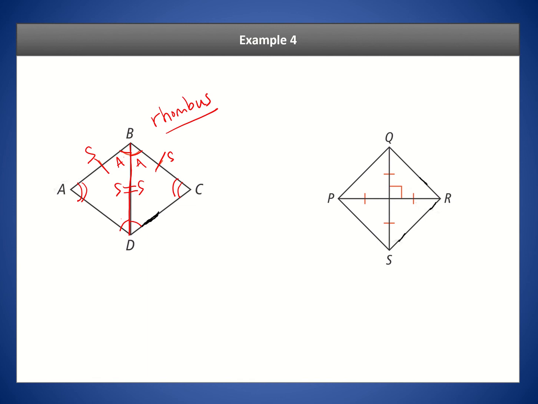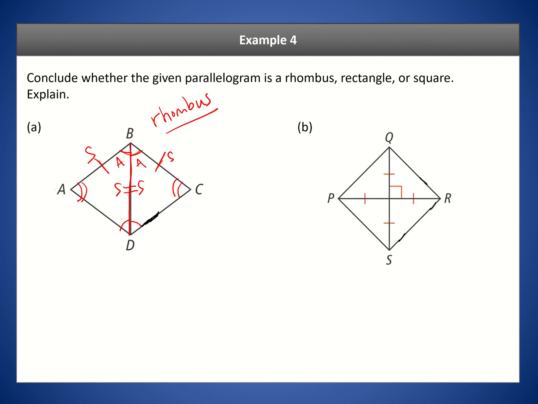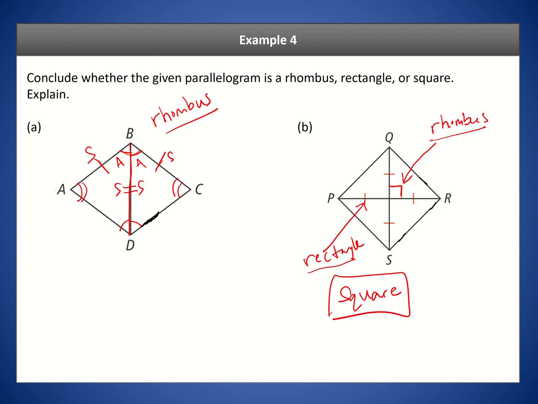Now, for the second one, we know that we have a property that the diagonals are perpendicular, so that follows a rhombus property. We also have that the diagonals are all congruent, which follows a rectangle property. So this is a rectangle. So based off of these two properties, we know that since it's a rhombus and a rectangle, overall it has to be a square. Because remember, a square is both a rectangle and a rhombus, so we can classify it as such.